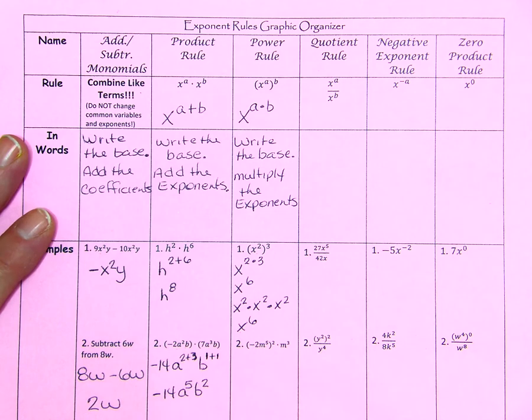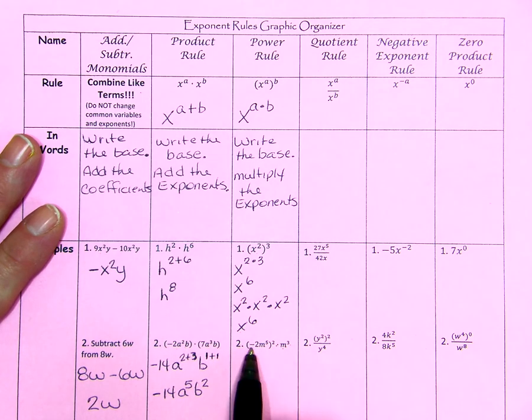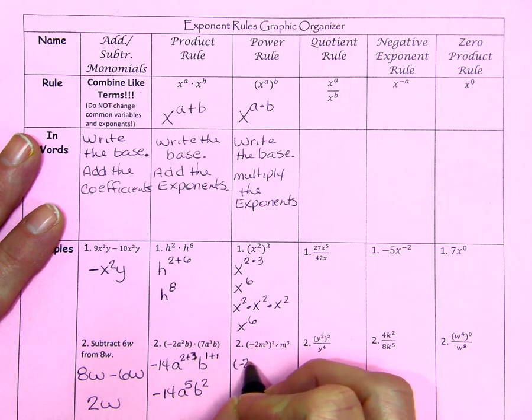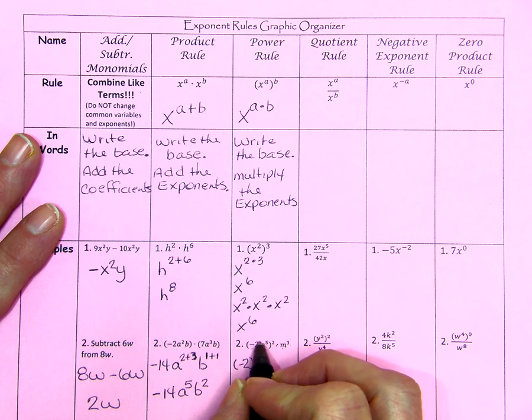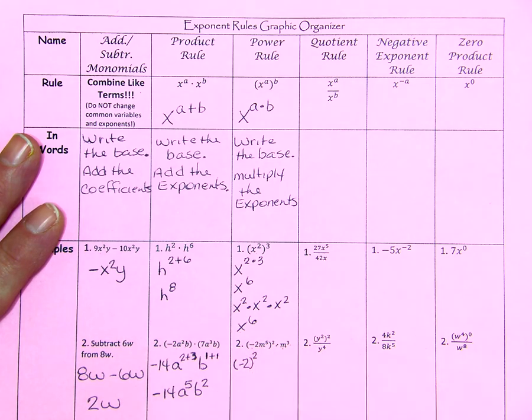So here in the second example, we have negative 2m to the 5th, to the 2nd power, times m to the 3rd. So each one of these parts of the product is going to get raised to the 2nd power, because it's negative 2m to the 5th times negative 2m to the 5th, all of that being multiplied by m to the 3rd. So what we will have is negative 2, which is to the 1st power. So 1 times 2 is 2.